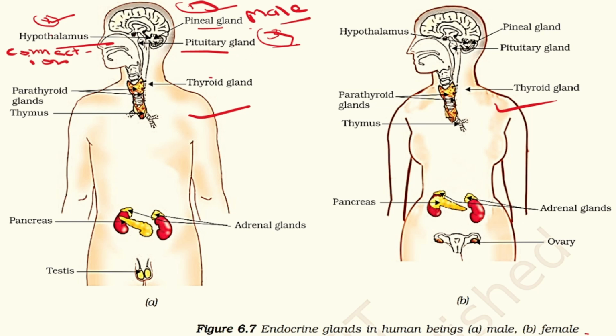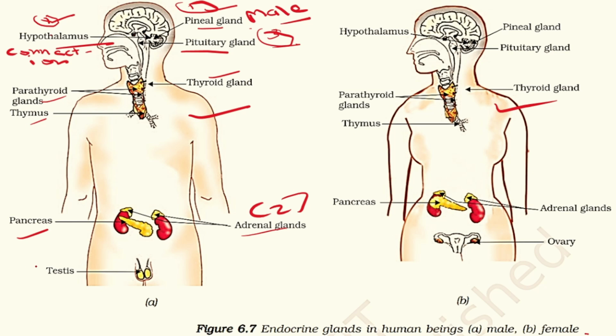Next we have this thyroid gland, parathyroid gland, thymus, adrenal gland, pancreas. Pancreas is located in our digestive system near the liver, and adrenal glands are located on the top of the kidney. We have a pair of adrenal glands, two in number. We have a pair of adrenal glands, each gland on the top of the right and left kidney.